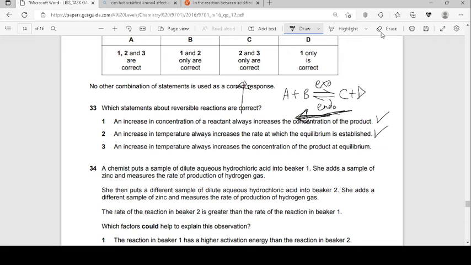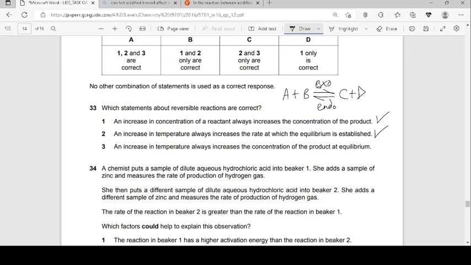endothermic, which means that because the equilibrium tries to oppose the change of increase in temperature by absorbing the extra heat by favoring the endothermic reaction, which is my backward reaction here, the concentration of product C plus D will decrease and the concentration of the reactants will increase. So that's what happens in this scenario.